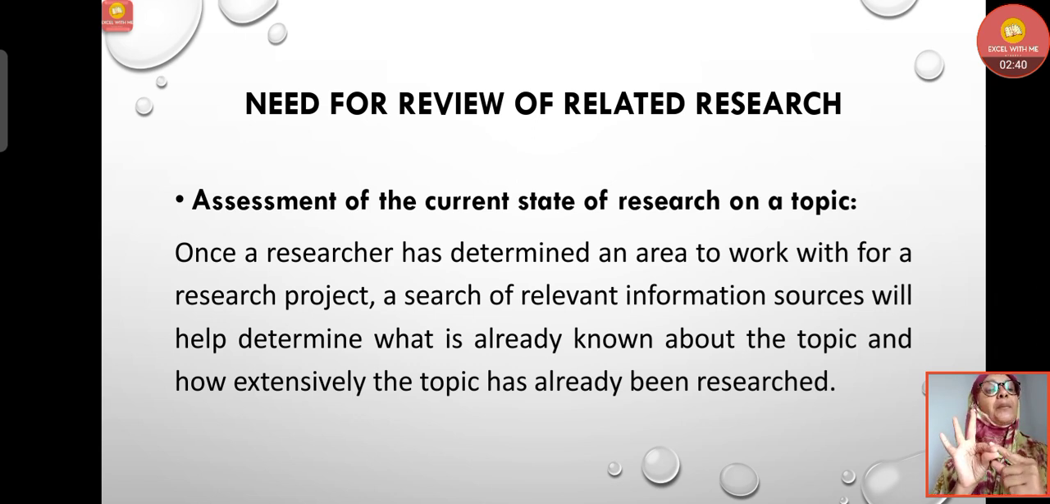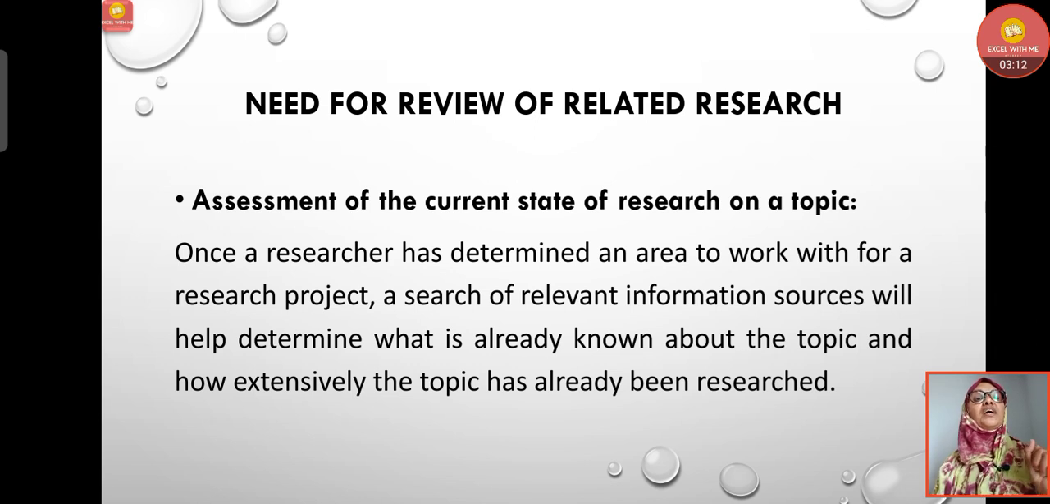Now the second chapter, the most important chapter, is the need for review of related research. Whatever topic we have chosen, we look at whoever has done research related to the topic, to come to a better understanding of the issue. Then under that, the first point we have to remember is assessment of the current state of research on a topic.